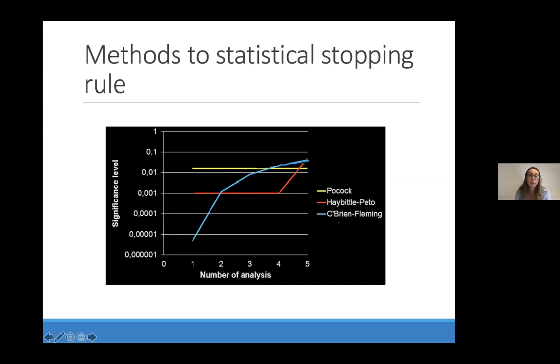And the Peto type of approach is common in some device studies and cardiology studies. It's actually a common approach. It has a little bit more conservative p-value in the beginning when compared to the Pocock, but also you don't lose too much in your final analysis.